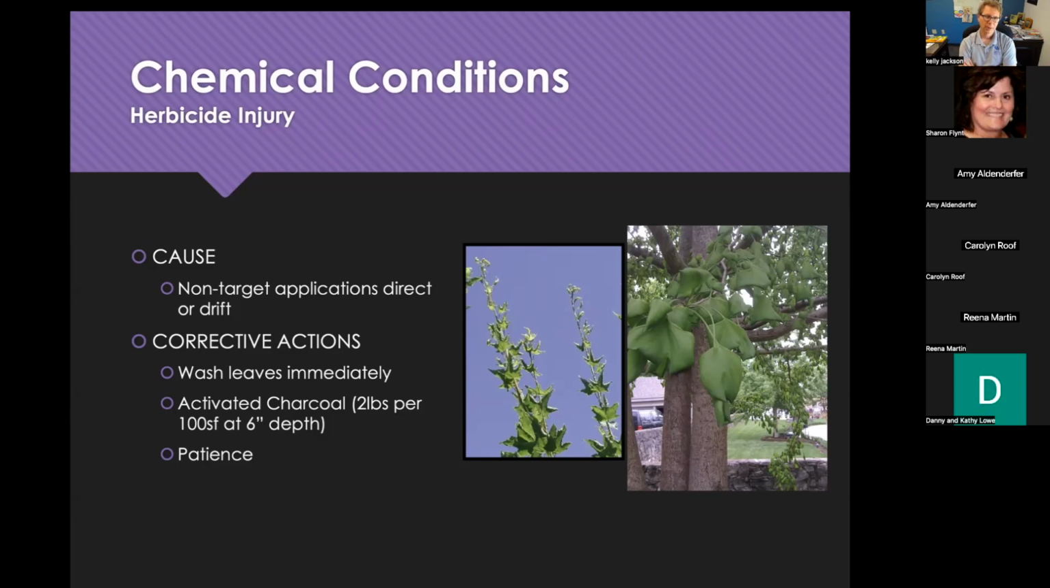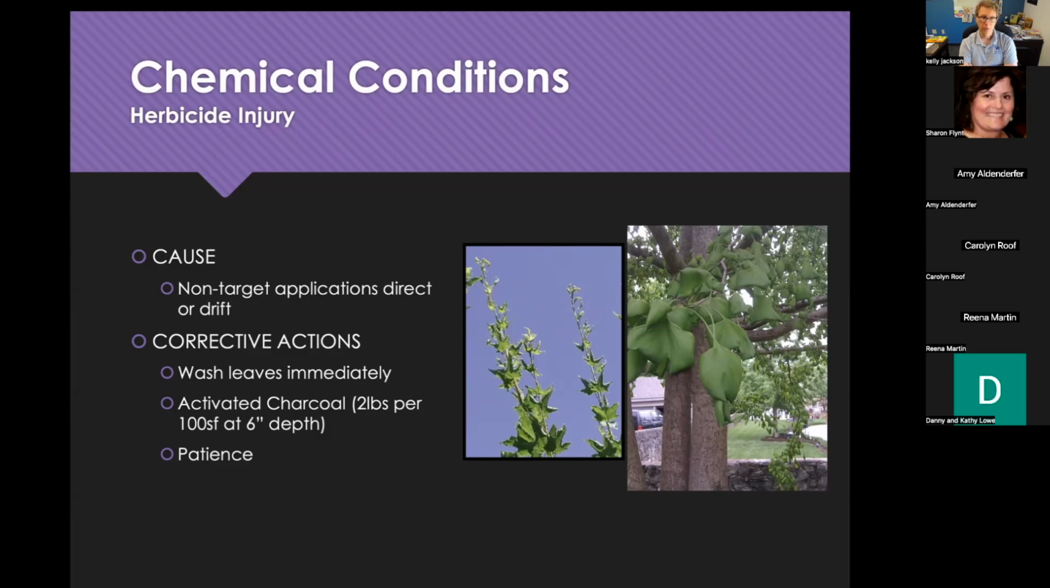One of the corrective actions is, if you're spraying and you accidentally spray a shrub, for example, wash it off immediately as much as you can. Just keep pouring water on the plant. You might be able to get rid of enough of the material, maybe. The other option is using activated charcoal, and the rate is 2 pounds per 100 square feet, worked into a 6-inch depth to pull some of the chemical up out of the soil that may have been applied around the base of a plant.